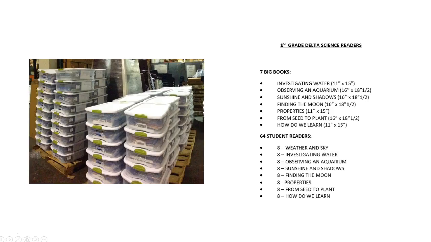I just wanted to show you a visual of what your Delta readers look like. This is when we were boxing them up in the warehouse a couple of years ago. But the Delta readers, you have 7 big books, and then you have copies of student readers, so smaller versions of those, and they come in this long plastic Starlight box, and it has all of those in there. So if you're not familiar with where those are on campus, there should be 3 of those on campus for your grade level. They may be in the library. So if you aren't aware of where those are, you might want to check those out.